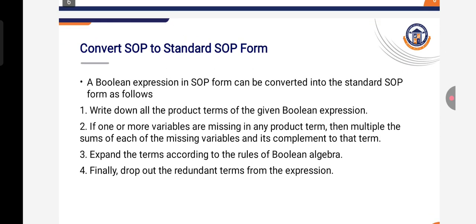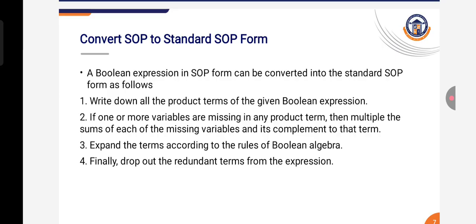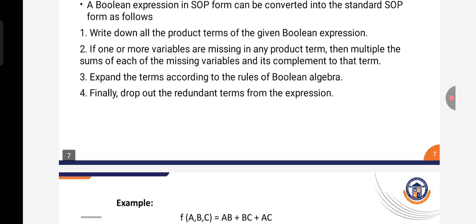So in this slide we discuss converting SOP to standard SOP form. The steps to convert SOP to standard SOP form are as follows. First, write down all the product terms of the given Boolean function. If one or more variables are missing in any product term, then multiply each product term by the missing variable and its complement, expand the terms by applying the distributive law, and reorder the literals in the product terms. In the final step, reduce the expression by omitting repeated product terms, if any, using Boolean algebra.